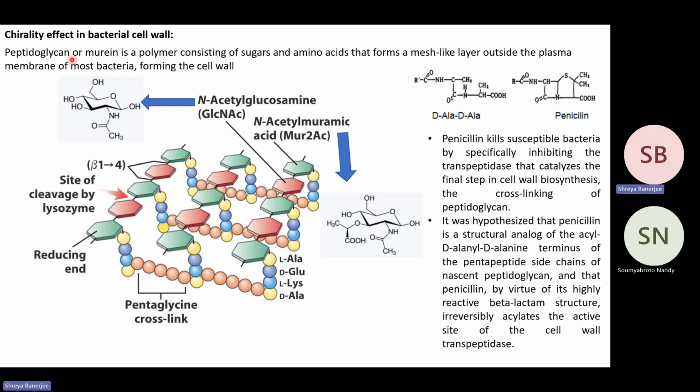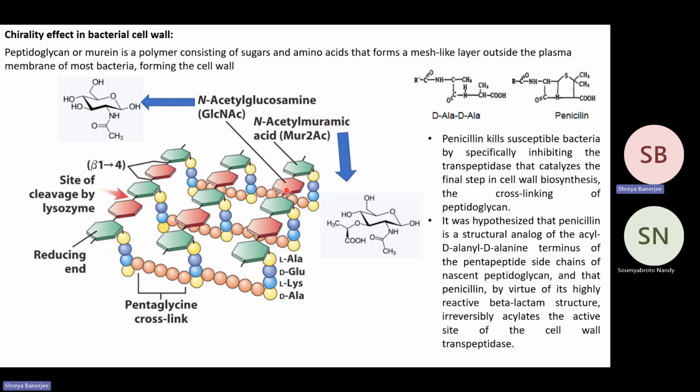Okay, so I was talking about the chirality effect of the amino acids. So basically, in bacteria, you have a cell wall that is formed of this polymer called peptidoglycan or murein. And this polymer is made up of two sugars. One is the N-acetyl glucosamine and another is the N-acetyl muramic acid.